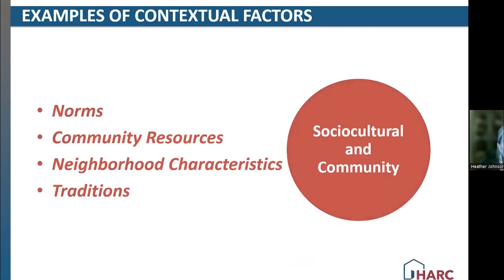Sociocultural and community contextual factors are characteristics of the broader community in which families exist, including the built environment and social networks. A few examples of sociocultural and community contextual factors include norms, community resources, neighborhood characteristics, and traditions.